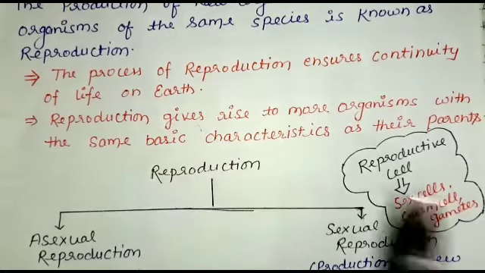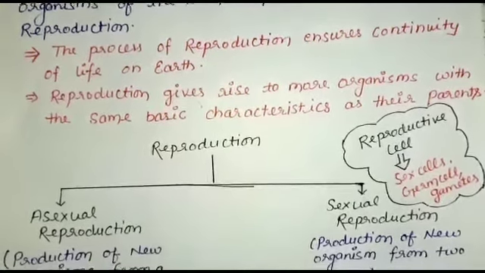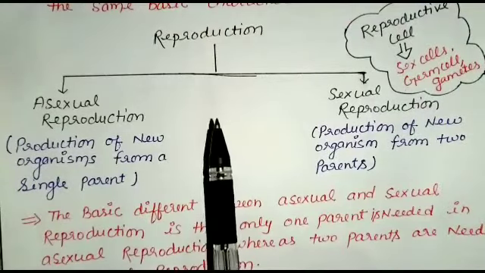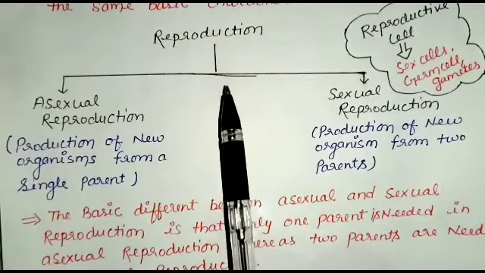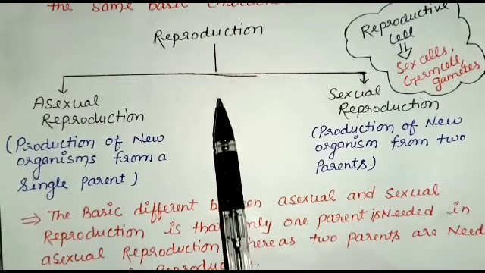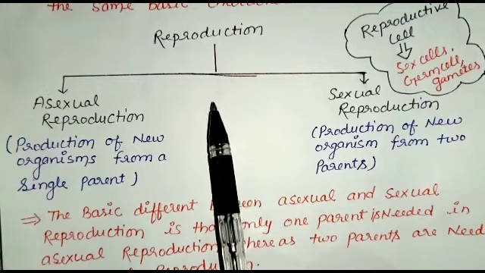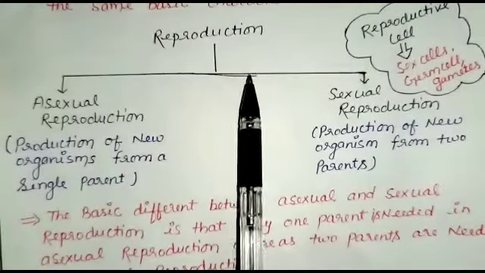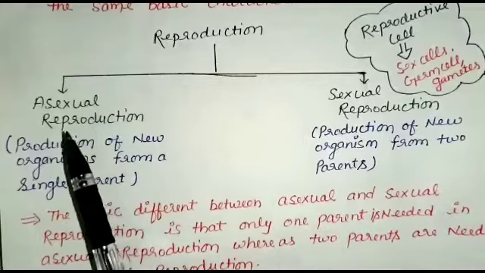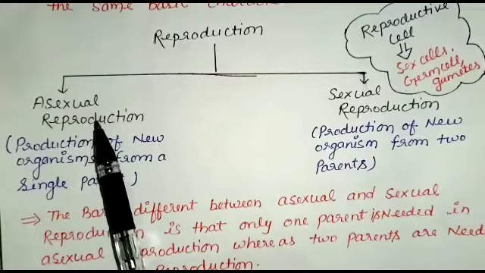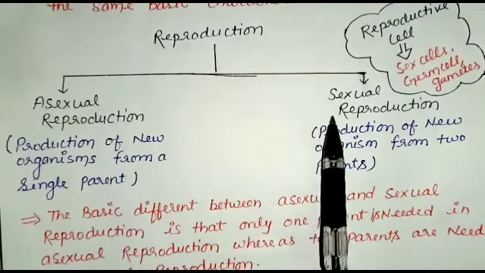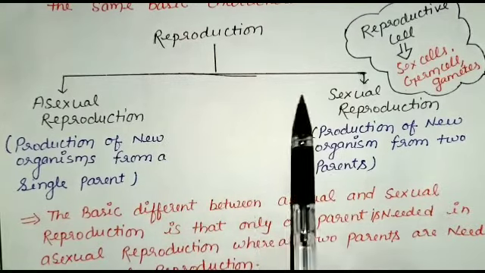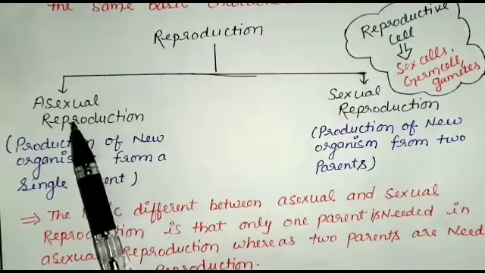Now, we discuss the types of reproduction. There are many different ways by which new organisms are produced from their parents. The different ways of reproduction can be divided into two main categories: the first category is asexual reproduction and the second category is sexual reproduction. There are two main methods of reproduction in living organisms, asexual and sexual.